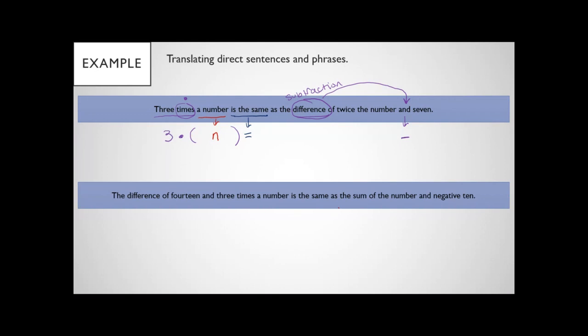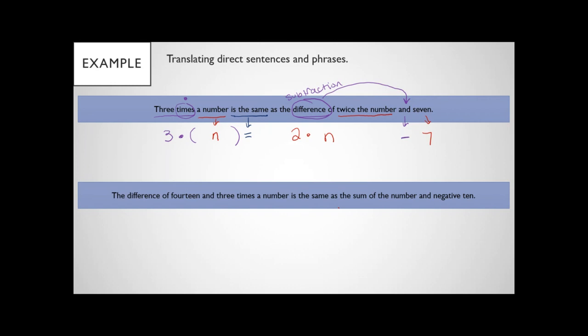Equals. So I've translated as the difference of my next part is twice the number. So twice the number means 2 times the number. So I've got 2 times, and then our number is n. And then 7 is in the next blank.